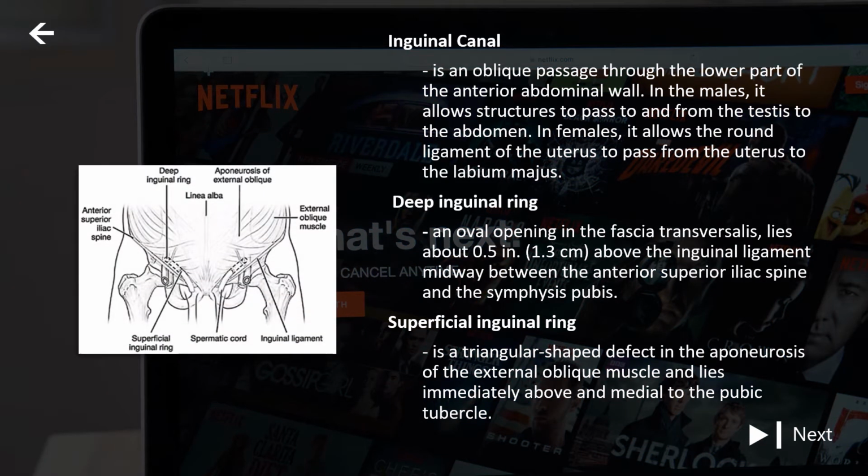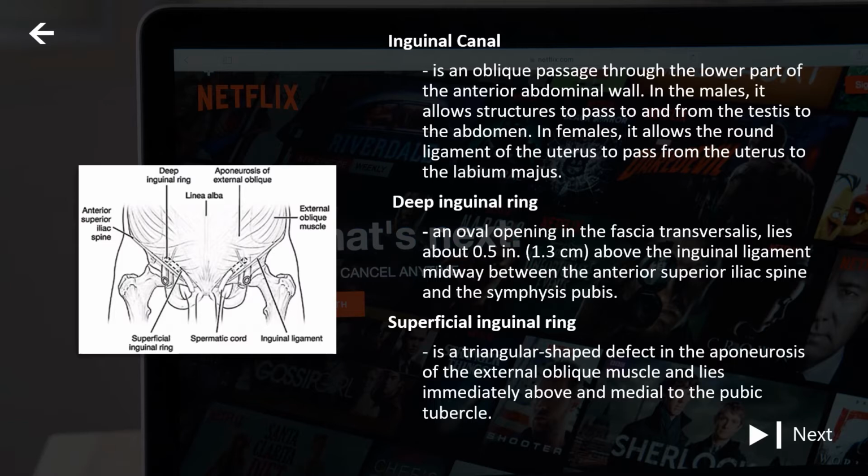The canal is about 1.5 inches, 4 cm, long in the adult and extends from the deep inguinal ring, a hole in the fascia transversalis, downward and medially to the superficial inguinal ring, a hole in the aponeurosis of the external oblique muscle. It lies parallel to and immediately above the inguinal ligament. Related to it medially are the inferior epigastric vessels, which pass upward from the external iliac vessels.